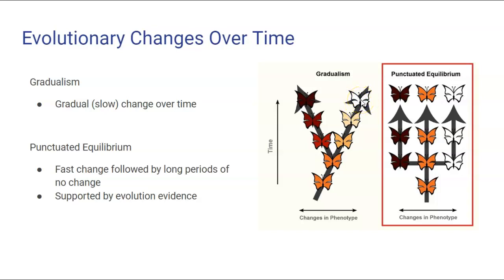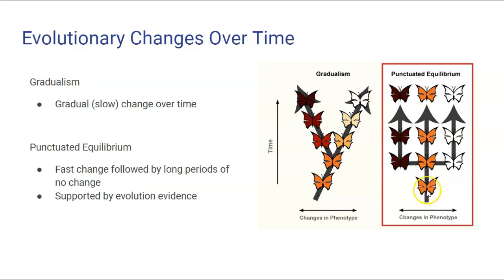Whereas punctuated equilibrium is sort of the opposite of that. You have really fast change followed by long periods of no change. This idea of punctuated equilibrium is supported by evolutionary evidence, so we are going to focus on punctuated equilibrium more, but you should be aware of both of them.